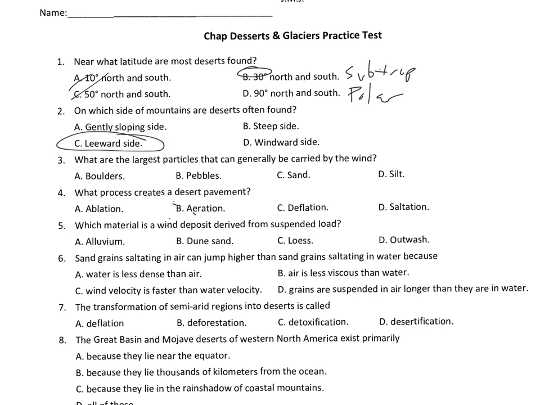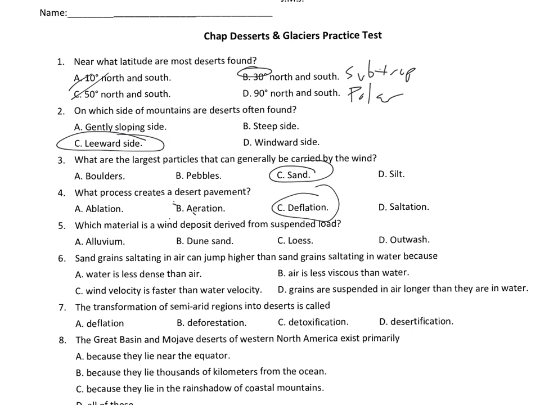All right. What are the largest particles that can be carried by the wind? And that would be sand. Commonly, sand. Remember sandstorms. I think this was actually a question on one of your quizzes. So, just keep that in the back of your mind. Now desert pavement we really didn't go over, so let's just go with deflation and move right along. Then next we have which material is wind deposit derived from suspended load? That's actually going to be loess, so that's just a vocab.